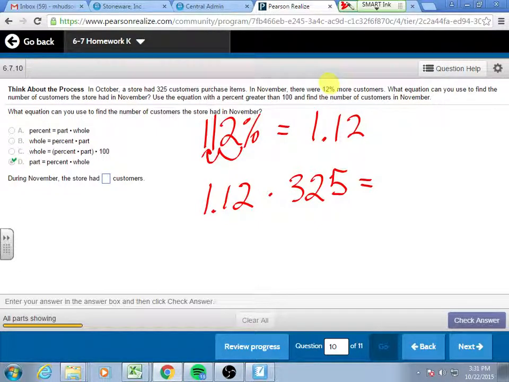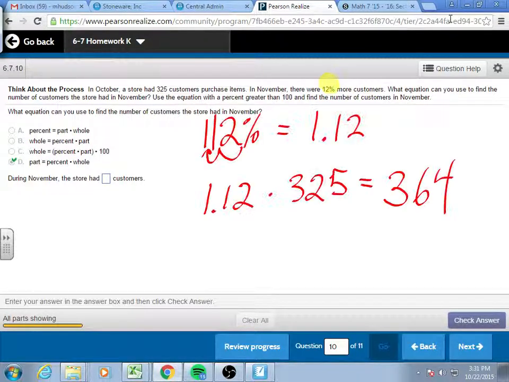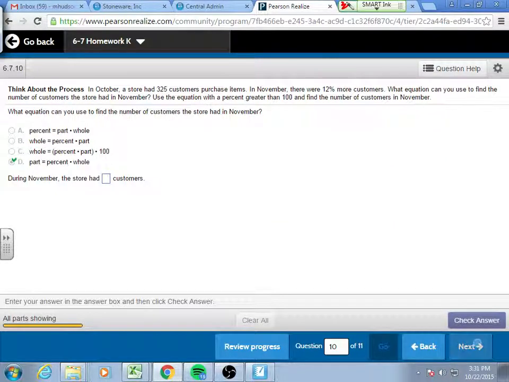So November's customers, maybe this was for snow blowers or something, where as the weather gets worse, their sales go up. So they had 364 customers. This one was easy for me. 420 for me. Got it.